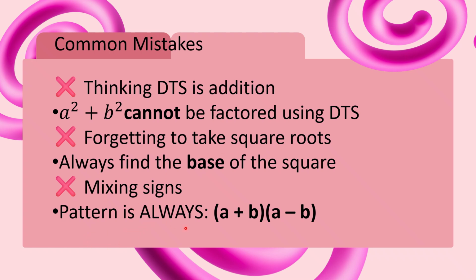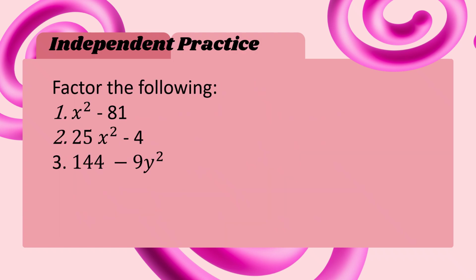So the pattern is always a plus b times quantity a minus b. You need to follow the pattern, okay? Now, it could be interchanged like a minus b first. It yields the same answer, but it's advisable to put a positive sign first before negative. Okay. Now let's take this as an example. Let's have this as our independent practice.